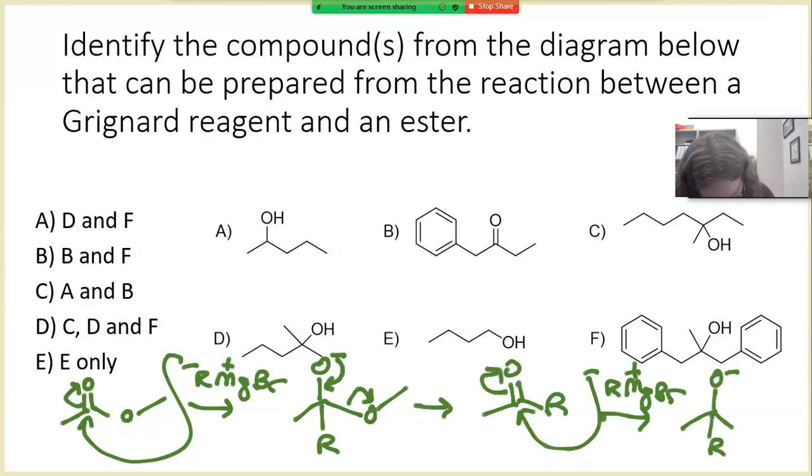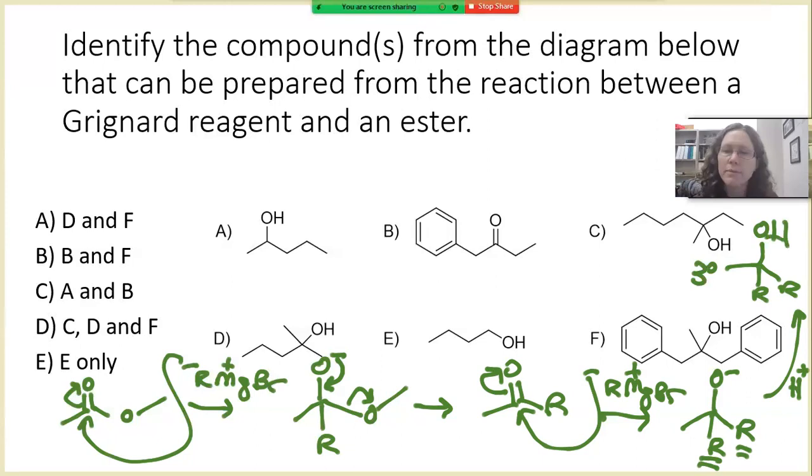We end up with a tetrahedral intermediate. And note here, very importantly, 2 of the exact same R groups. Okay, the last step is proton transfer to kind of neutralize our product. And we make a tertiary alcohol from this reaction.